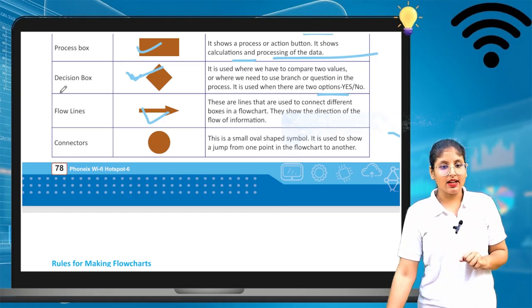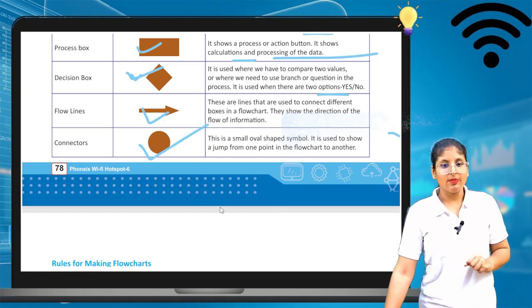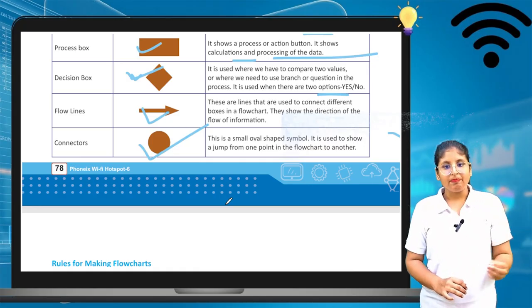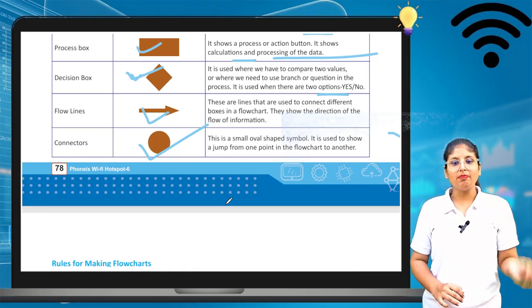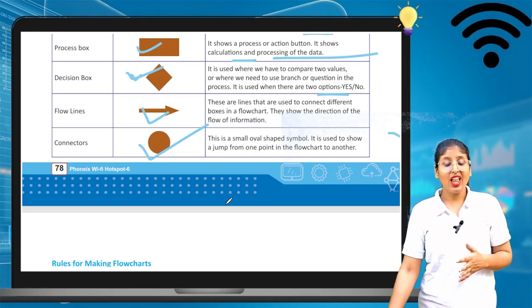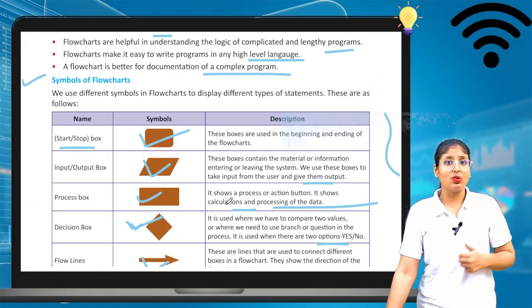Next, connectors. This is the symbol of a connector. It is a very small oval-shaped symbol. It is used to show a jump from one point in a flow chart to another point. So these are the symbols we can use.